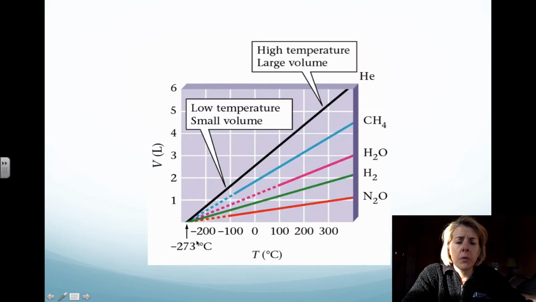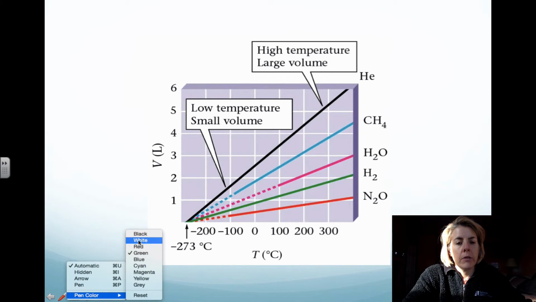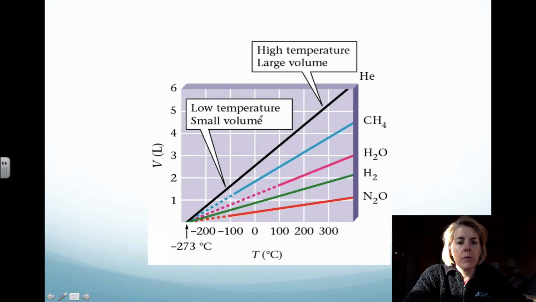Here's another situation where we're looking just at volume and temperature, ignoring pressure because pressure doesn't change. Notice that when you have a small volume, you have a low temperature, and if you have a large volume, you have a high temperature. Each of these lines extrapolates back to negative 273 Celsius, or 0 Kelvin. So we're actually looking at absolute zero when we analyze these gases.